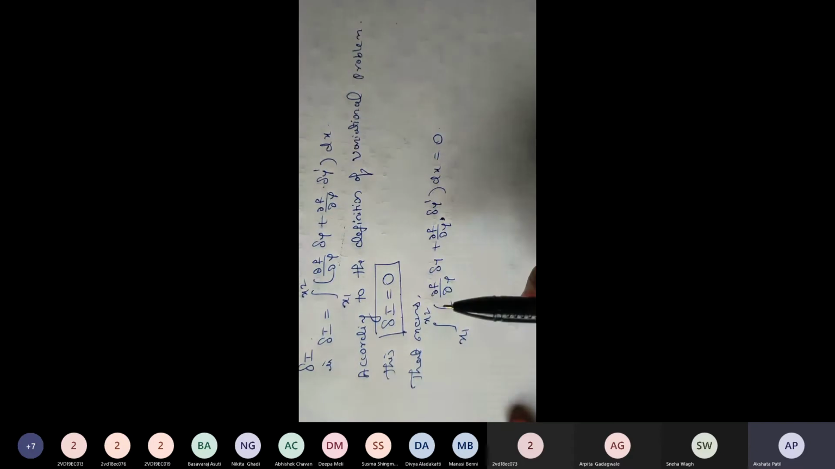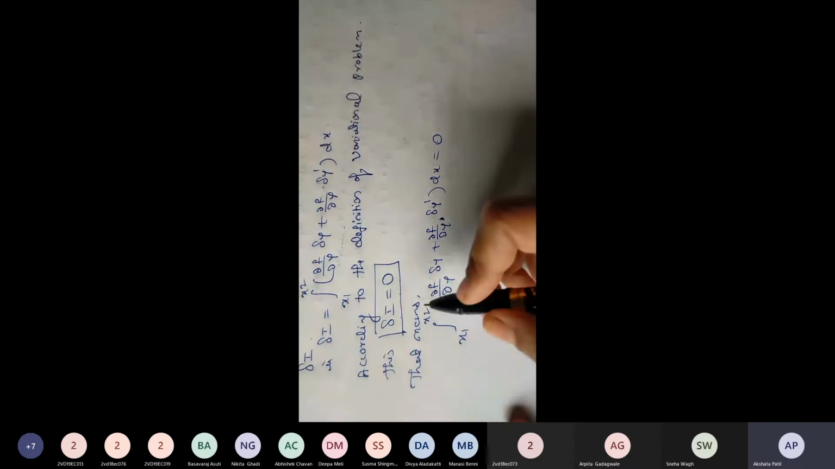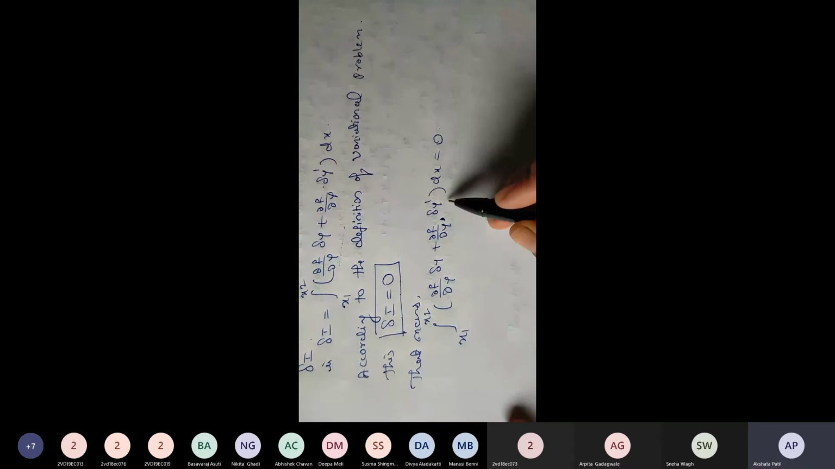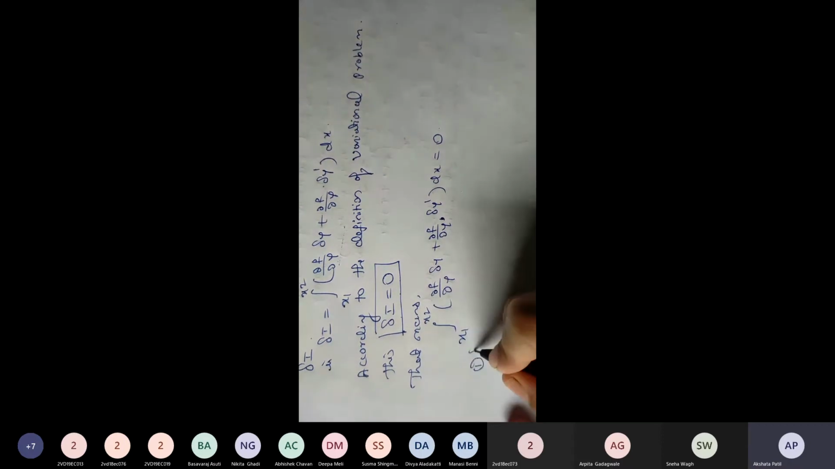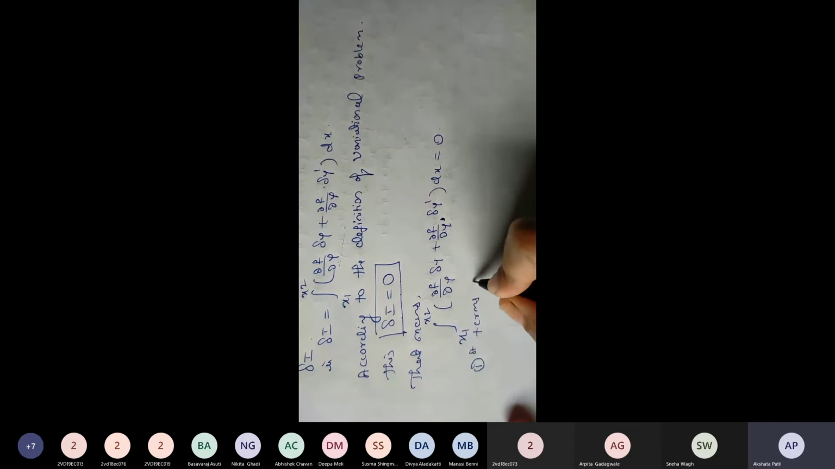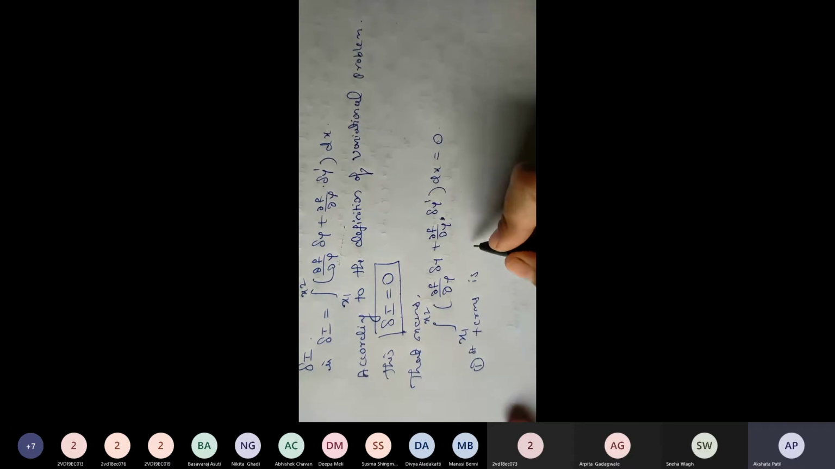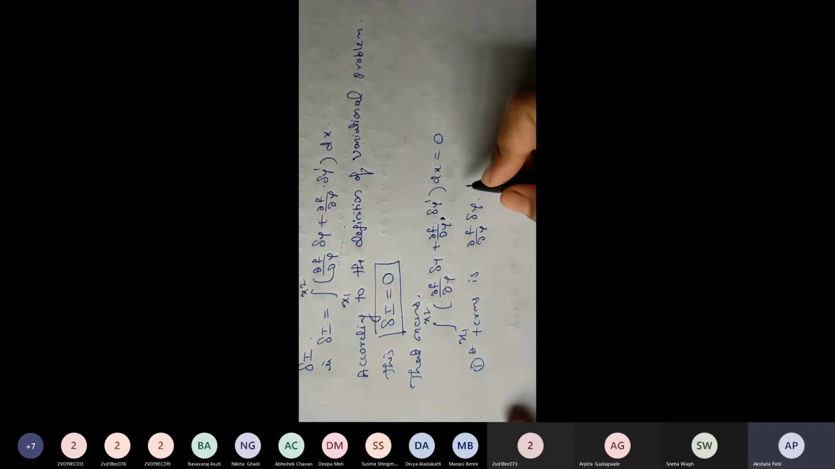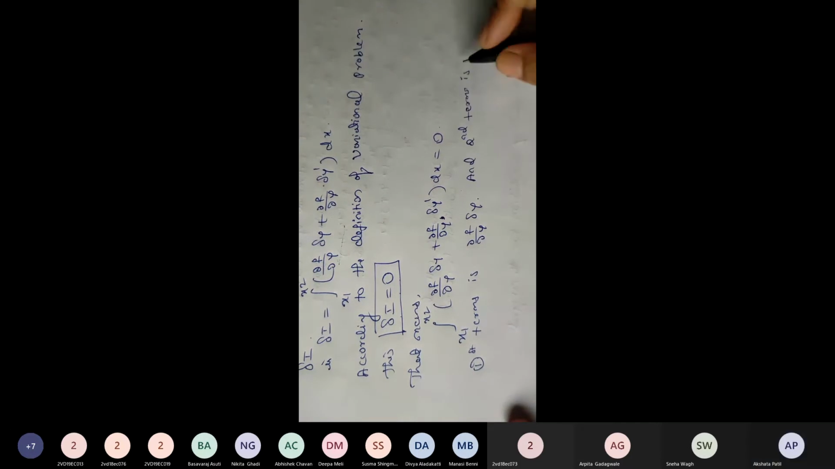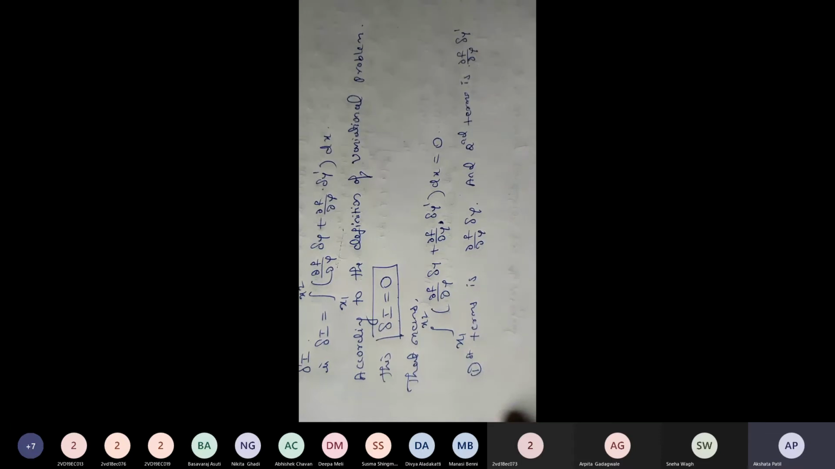In this above integral there are two terms. The first term is dou f by dou y into delta y, and the second term is dou f by dou y dash into delta y dash.